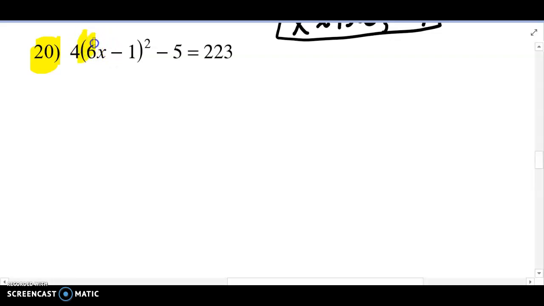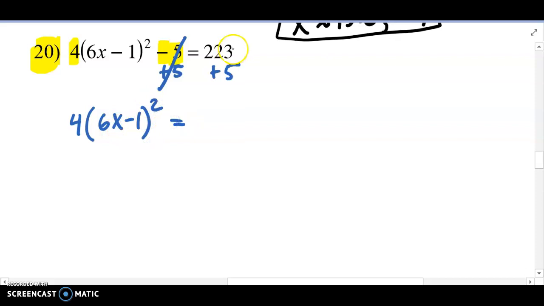I want to take the square root of this part right there to undo that square. But first there's some stuff that's on the outside that I need to get rid of. So for example, I need to get rid of that 4. I need to get rid of that minus 5. First thing I want to do is add 5 to both sides to get rid of that. Let's rewrite our equation. Now I have 4 times 6x minus 1 squared equals, okay, 223 plus 5 is 228.